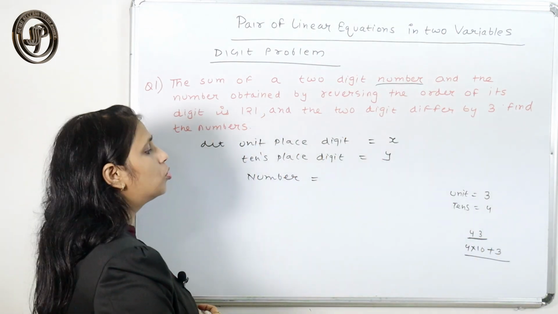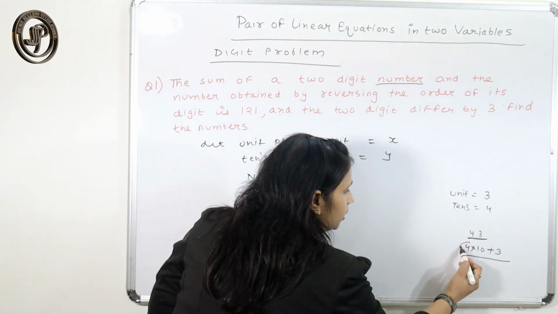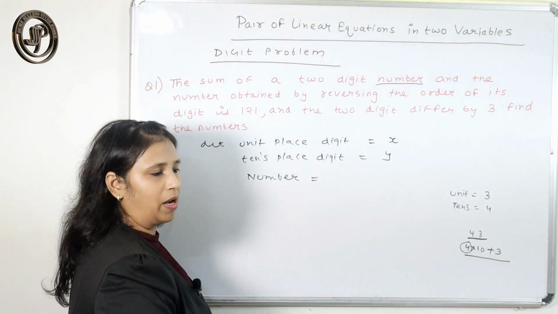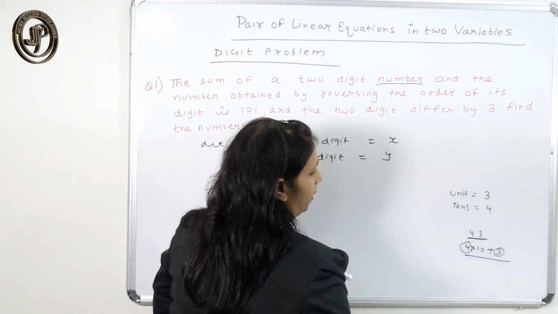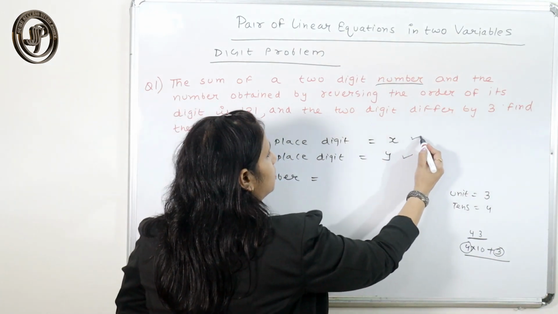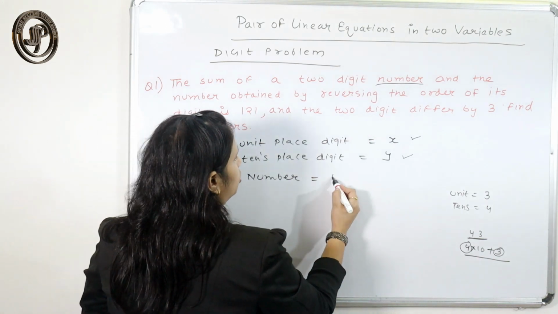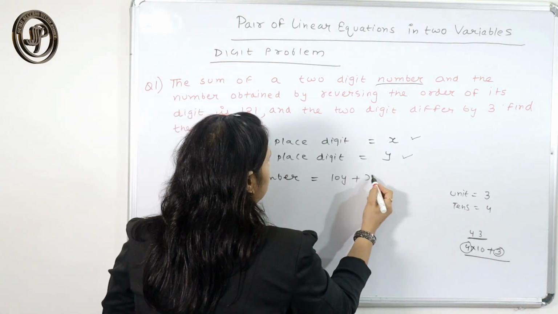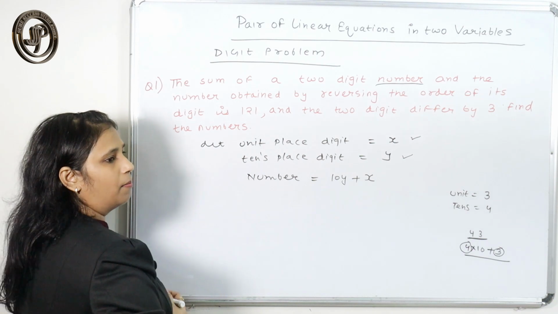So what will you do to find the number? Here is your tens place, here is your unit place, and in my question this is my tens place, this is my unit place. So what should I write? 10y plus x. This is the number.